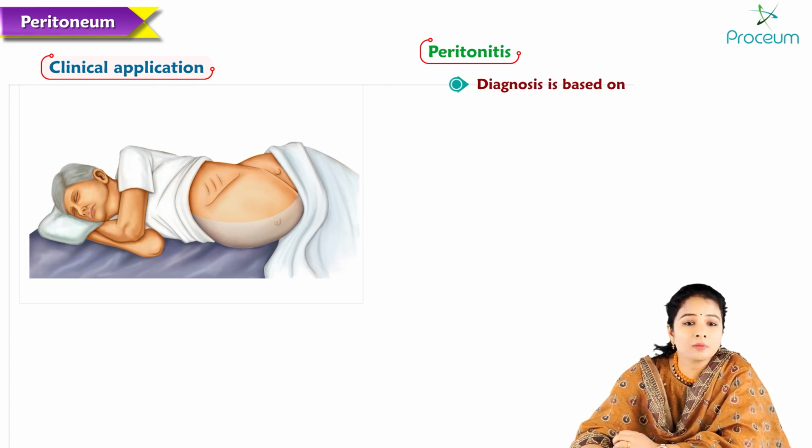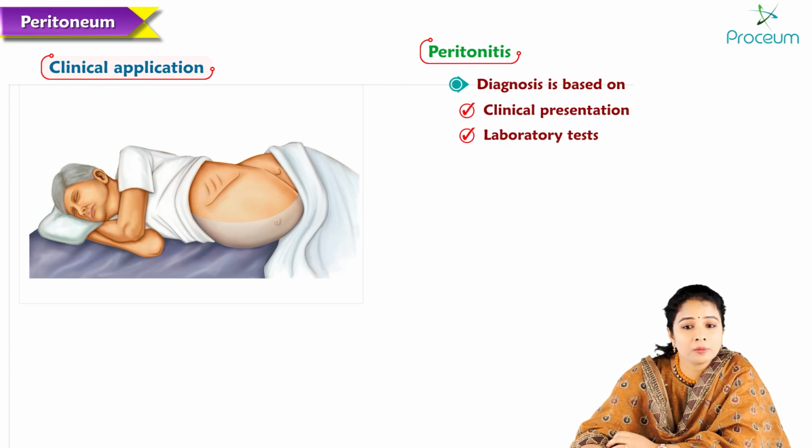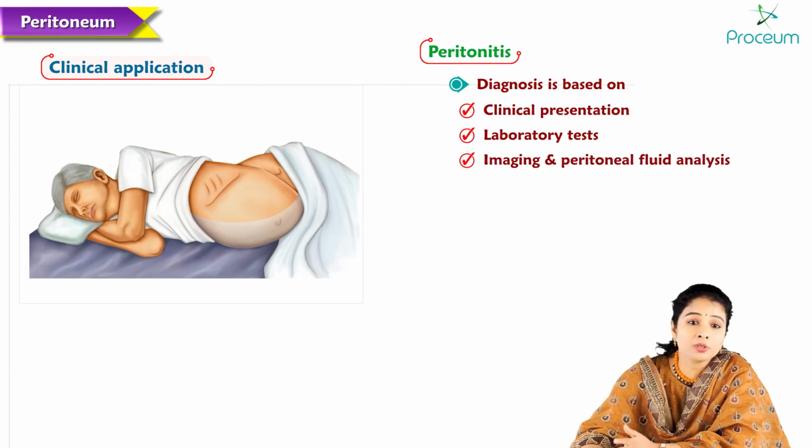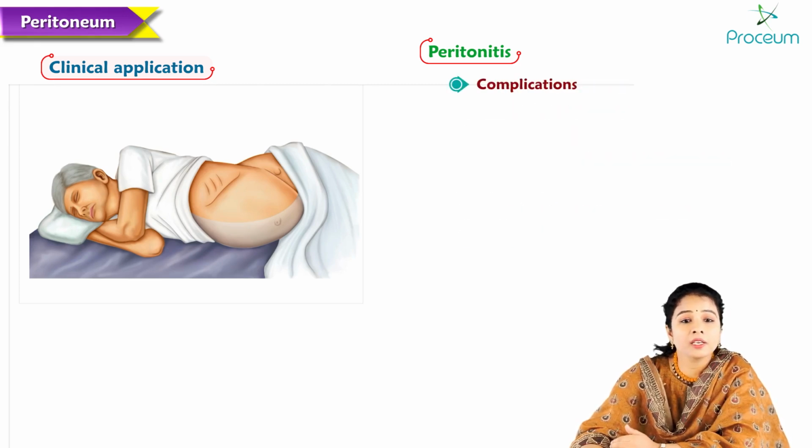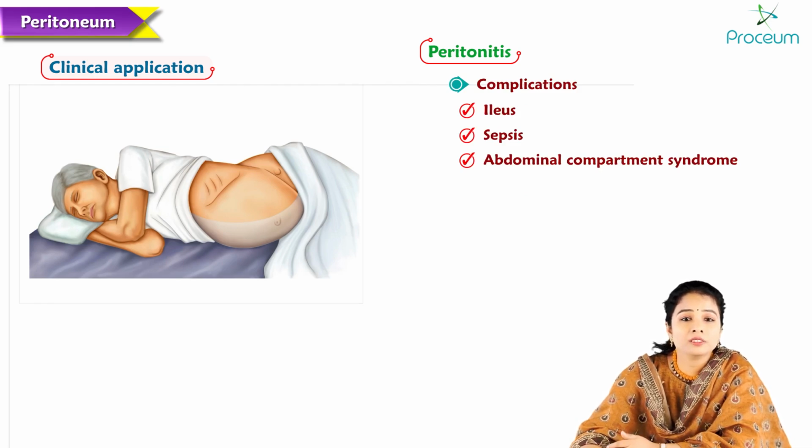Diagnosis is established based on the clinical presentation, laboratory tests, imaging and peritoneal fluid analysis. So, the treatment includes administration of antibiotics and surgical interventions as well. Peritonitis may be further complicated by ileus, sepsis or abdominal compartment syndrome. So, this completes the normal and clinical aspects of peritoneum and retroperitoneal organs.